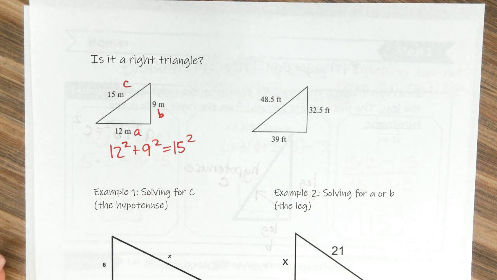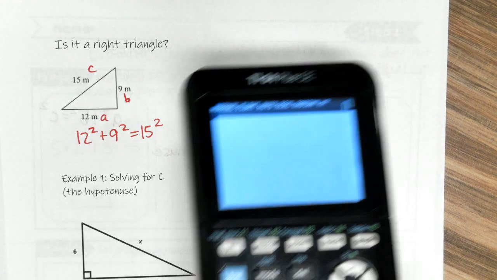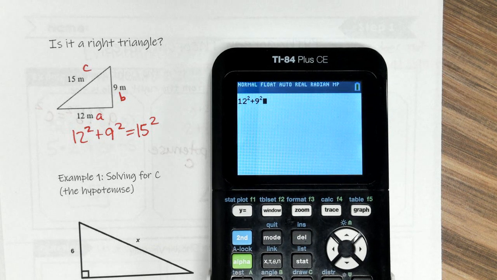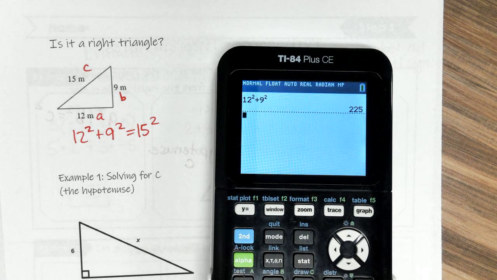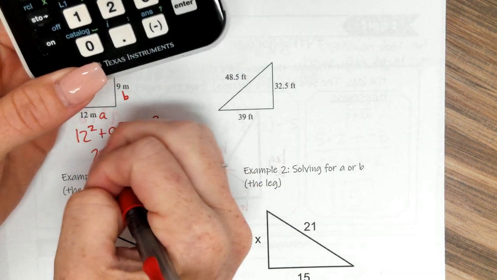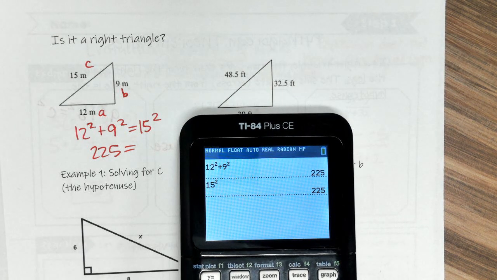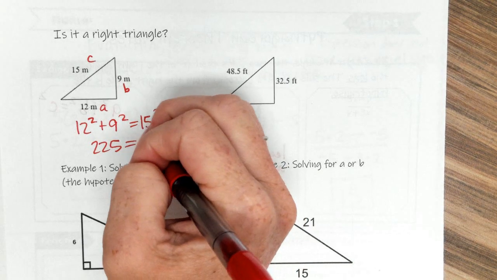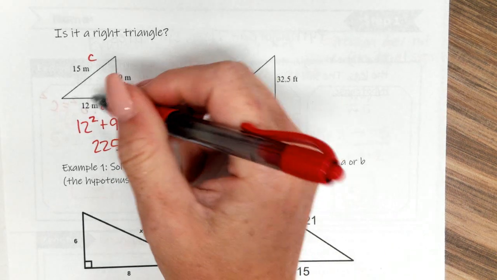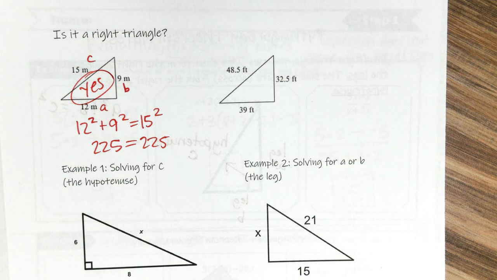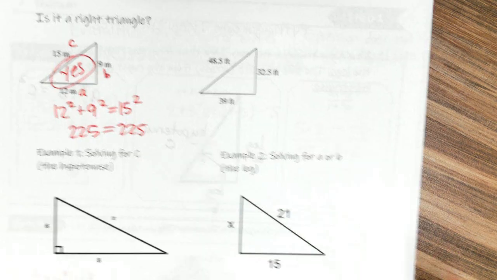Well, I would go check it in my calculator. So is 12 squared plus 9 squared, and then I would hit enter, which is 225. Is that equal to 15 squared? Yes, it is. So is this a right triangle? Yes, it is, because Pythagorean theorem was true. It did work on this. Are y'all good? Try this one on your own.